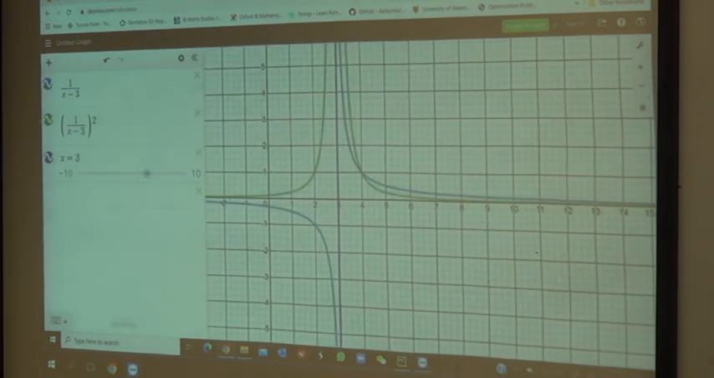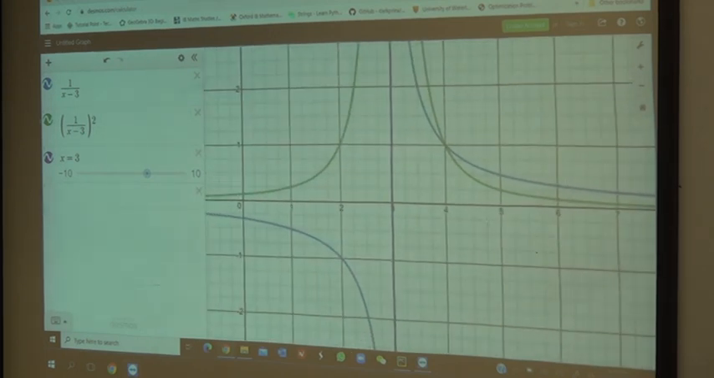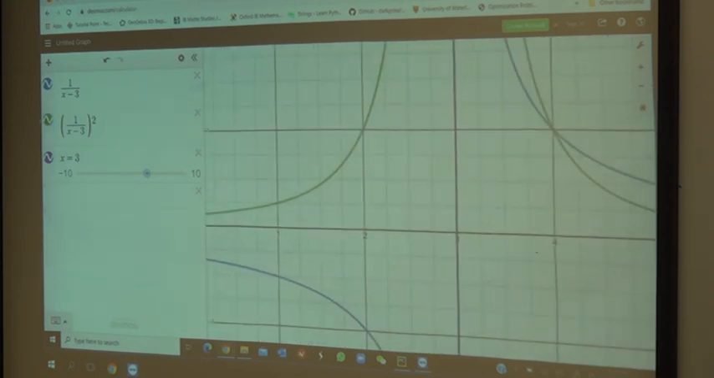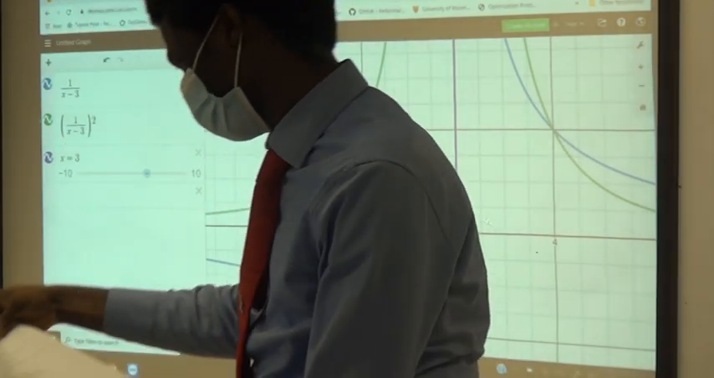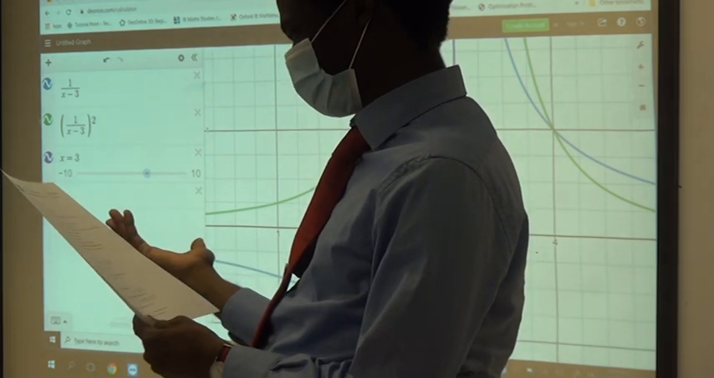Look at this one. Do we have the same property? The green one is the square function. Look at the green one within minus 1 and 1. It's closer to the x-axis than the other one. And outside the region, it starts moving away from it. So that is one property. Did I leave out any property? I think every other property we've discussed, right?